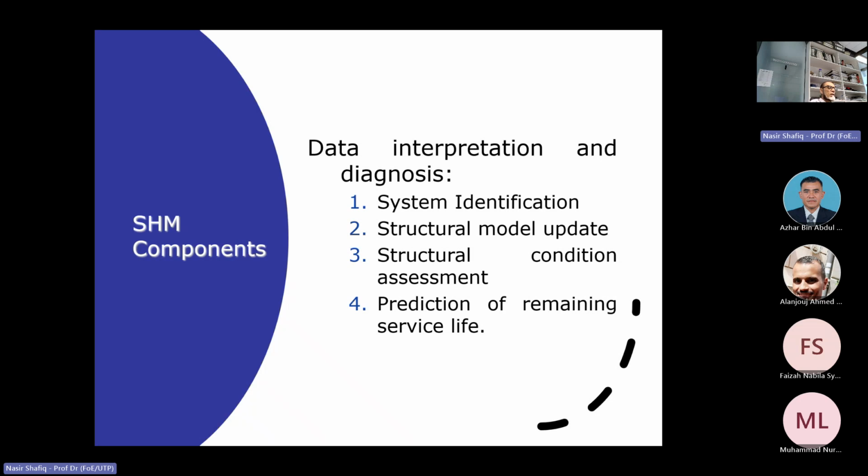It is just the same as when somebody goes for a lab test, like a radiological test. There are experts who can perform the test, but the test reports are sent to the doctor. He is the expert who interprets and diagnoses. So that requires system identification and structural model updating, for the purpose of structural condition assessment and prediction of remaining service life.